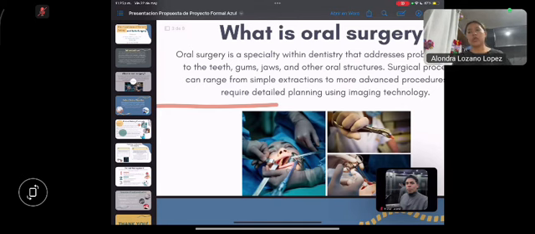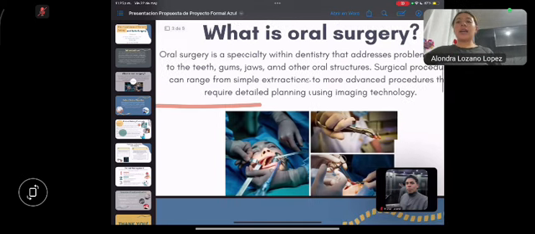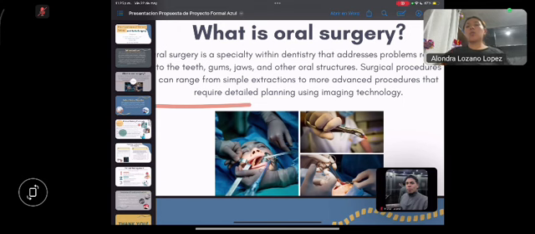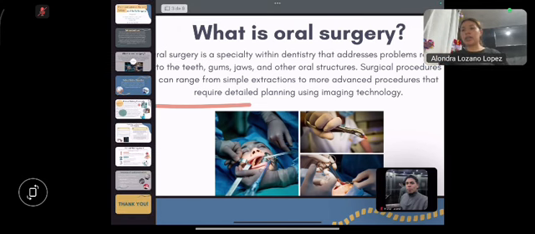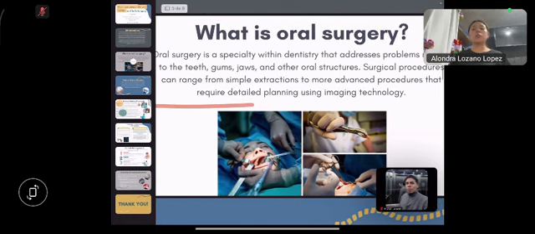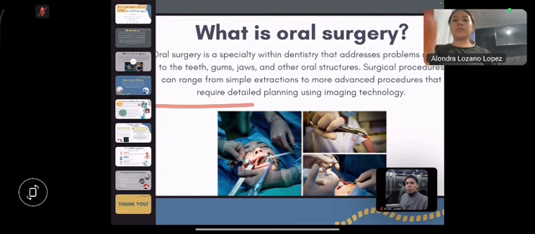What is oral surgery? Oral surgery is a specialty within dentistry that addresses problems related to the teeth, gums, jaw, and other oral structures. Surgical procedures can range from simple extractions to more advanced procedures that require detailed planning using imaging technology.